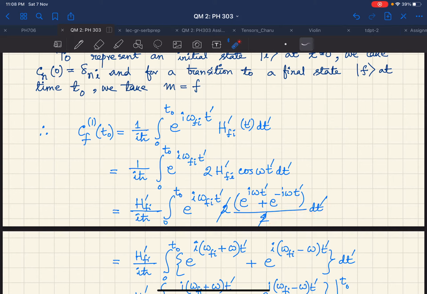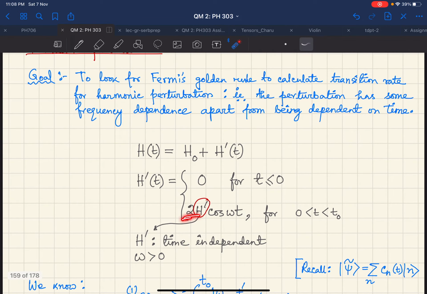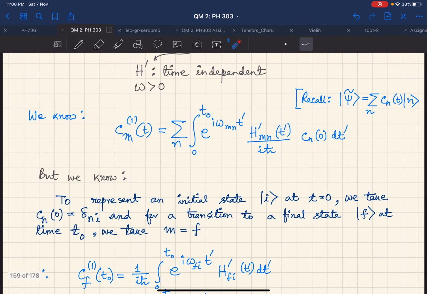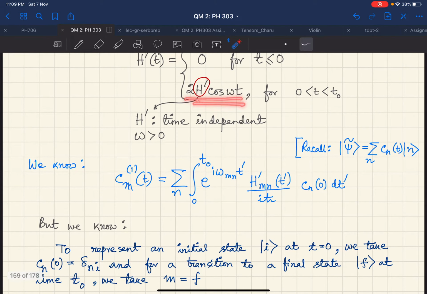In fact, you can immediately see the importance of this factor 2, which I said is just a convention. This factor of 2, which is there in this h prime of t, you could have simply started with h prime cosine omega t, just have forgotten about this 2. Then also you would have got the result, but then it would not match with the Fermi's golden rule that you have already obtained for constant perturbation. So that would differ by a factor of 2. That is why writing your perturbation form in this way actually is helpful.